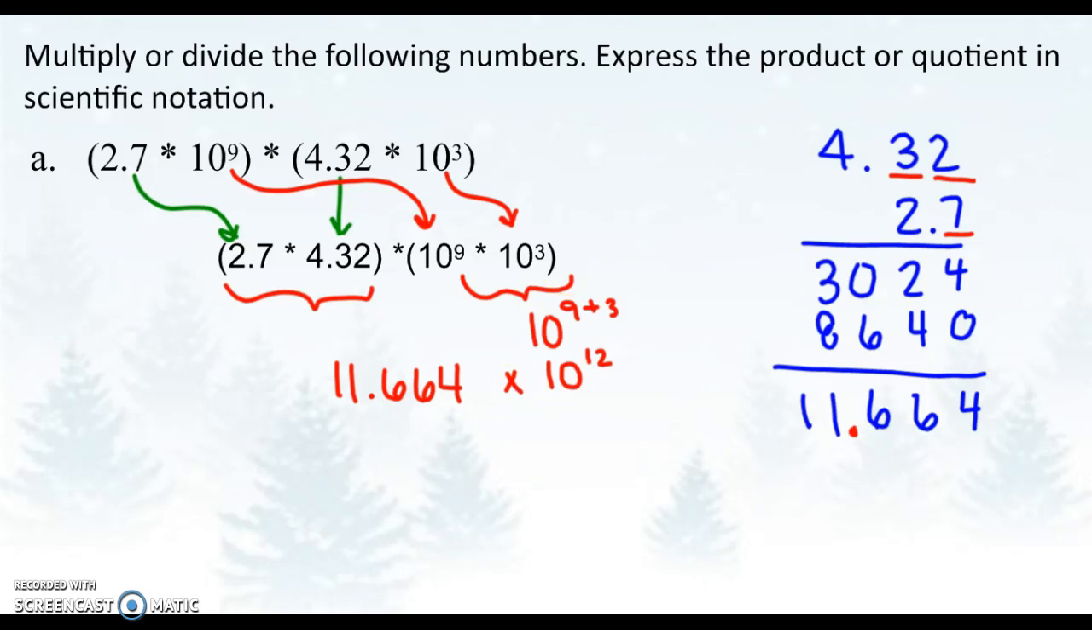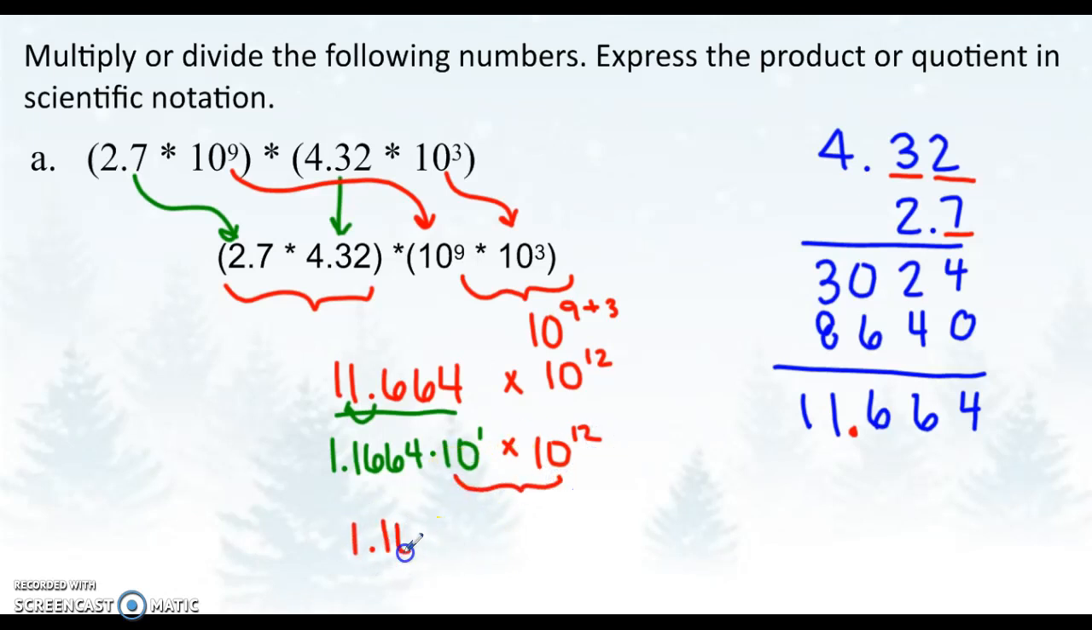But wait, that's not okay. This number's not between 1 and 10. I have to move it one place to the left. And if you can remember from the front side, that meant that it was a times 10 to the positive 1, because I moved it one place. Then if I bring down this times 10 to the 12th, I can combine these again. And that's 1.1664 times 10 to the 13th. Please don't be intimidated. Give it a try and do these.